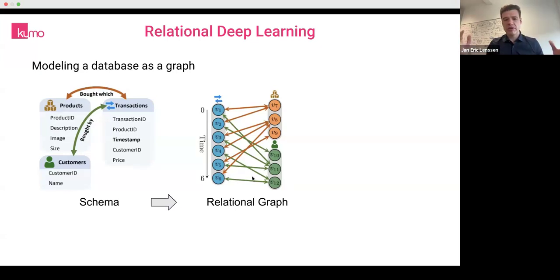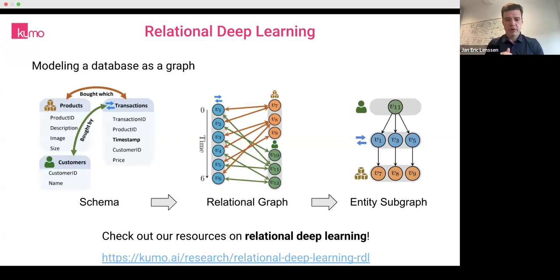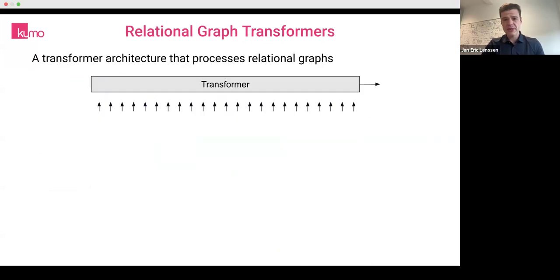Now, this usually leads to a very, very large graph, because the databases are quite large. It's very hard to learn on that. That's why there's a second step involved where you can extract an entity subgraph for the entity that you are currently interested in. So let's say you want to forecast something about products, then you can extract a subgraph around the product that you're interested in, which will then be used to learn on. If you're interested in relational deep learning, feel free to check out our resources. We have a blog post, which is given here as a link, but there's also a paper, an ICML paper from last year.